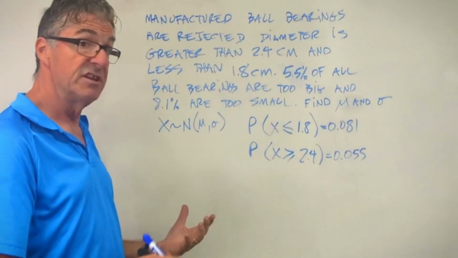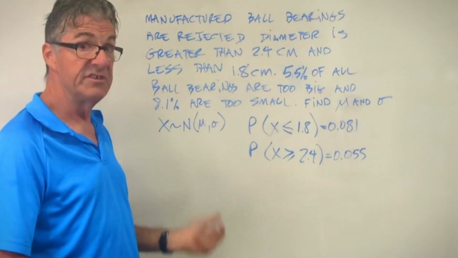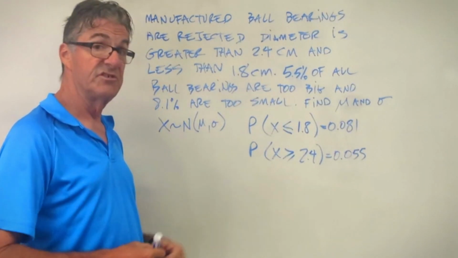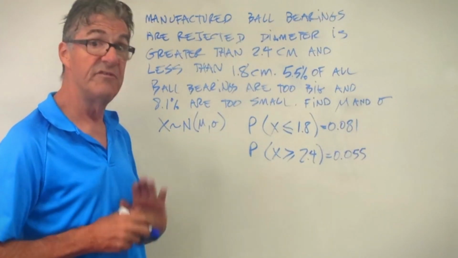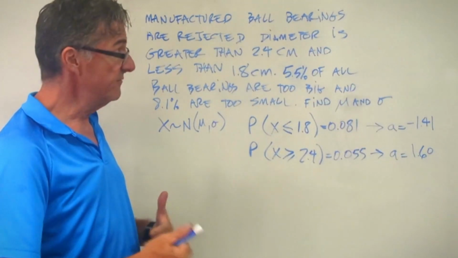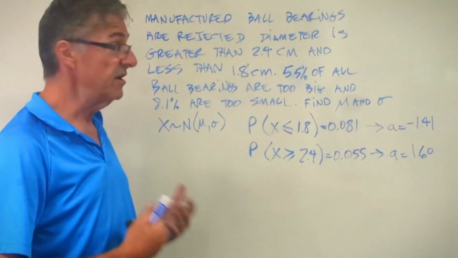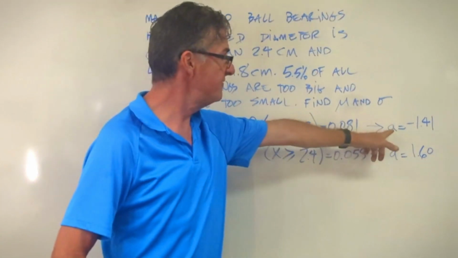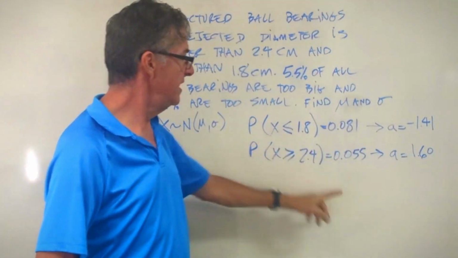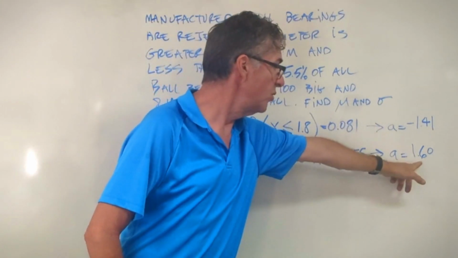Now, you can calculate the z value for this using your inverse standard normal calculation on your calculator. So go ahead, pause the video and do that. Let's find those answers. Okay, so running that through the inverse standard normal calculation on the calculator, I end up with my z value of minus 1.41 for the less than, and I wind up with a value of 1.6.